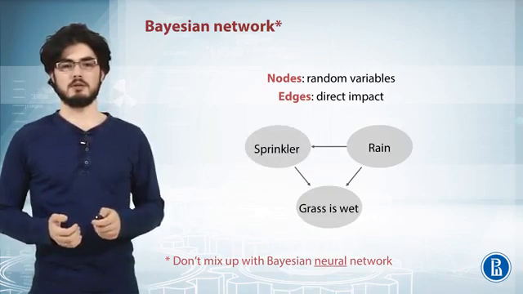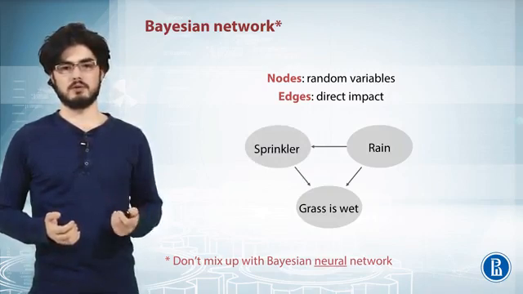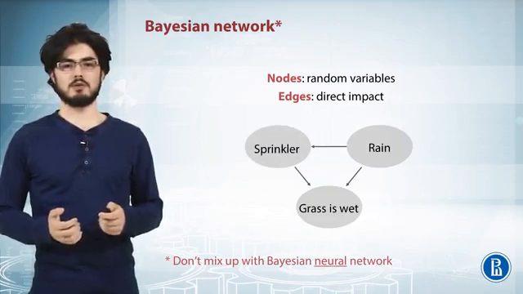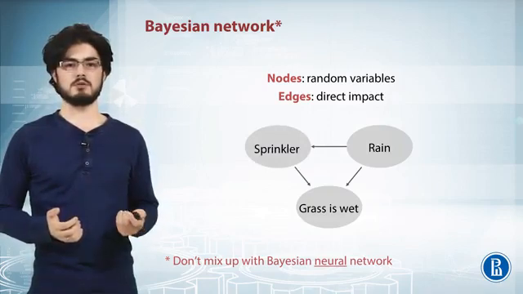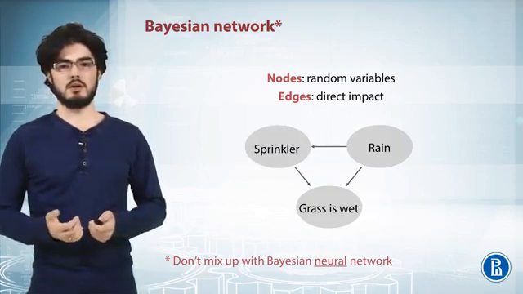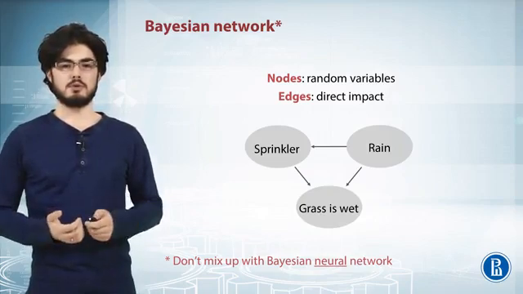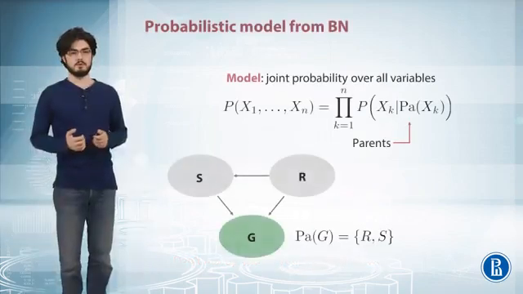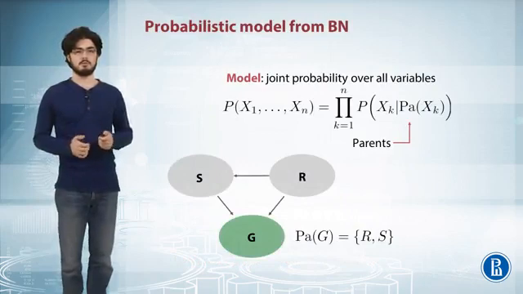For example, here we added another random variable called sprinkler. The grass may be wet either because the sprinkler is working or because it is raining. Also, the sprinkler will not work if there is rain. From the graph, we can write down the probabilistic model.